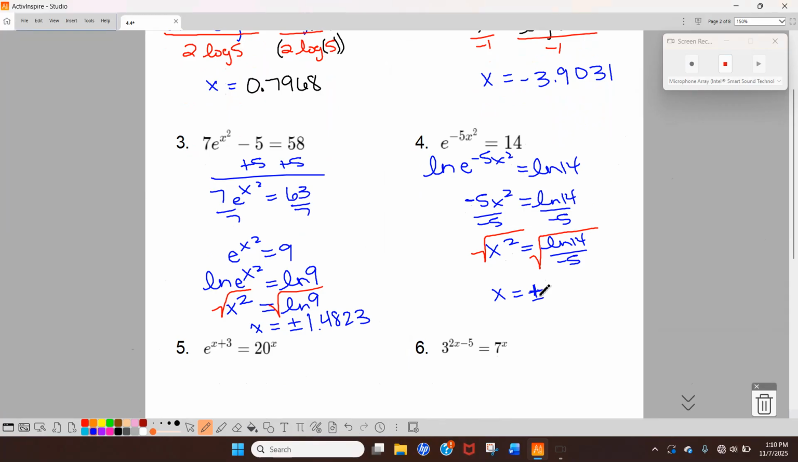And you get that you cannot do it. When you try to do that in your calculator, it should give you an error message, and it's because the ln of 14 is positive and we're dividing by a negative. So if I try to take the square root of a negative, that's not possible. So we're going to say no solution, or at least there's no real solution.